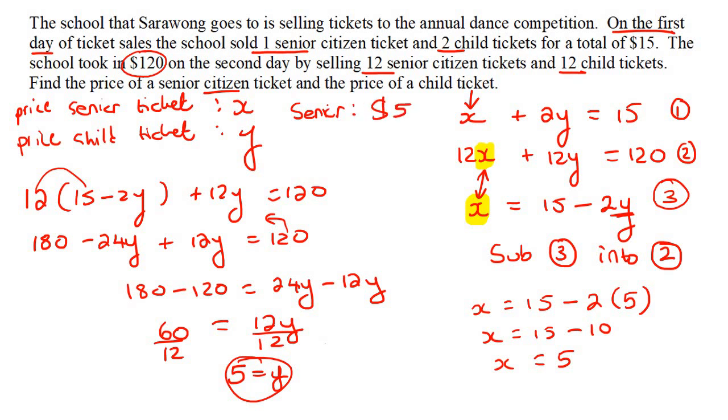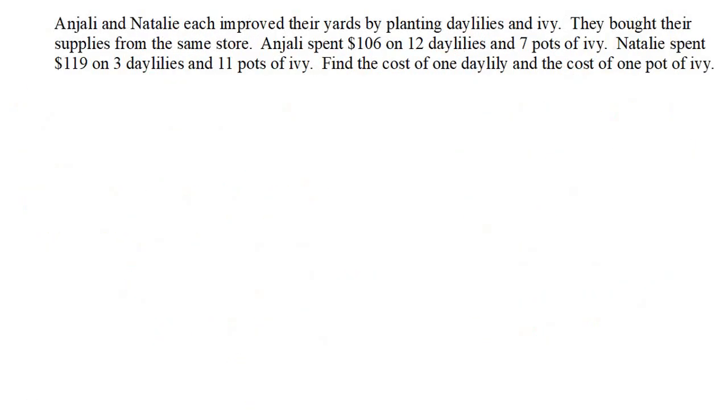And then the child ticket is going to be Y, which is also $5. So here's our next one. Anjali and Natalie each improved their yards by planting daylilies and ivy. So there's the two things, daylilies and ivy. They bought their supplies from the same store. Anjali spent 106 on 12 daylilies and 7 pots of ivy.